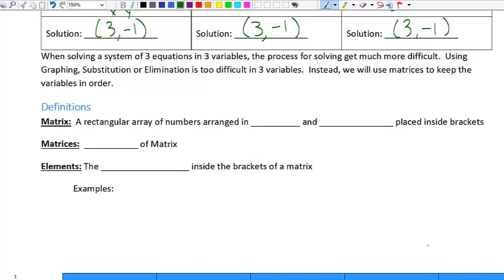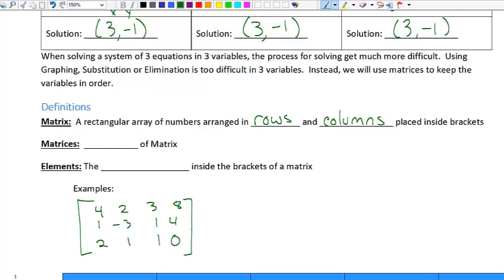Instead, what we're going to do is use matrices to keep the variables in order. So we need to go through some definitions of what a matrix is. A matrix is a rectangular array of numbers arranged in rows and columns, placed inside brackets. An example would be 4, 2, 3, 8; 1, -3, 1, 4; 2, 1, 1, 0.